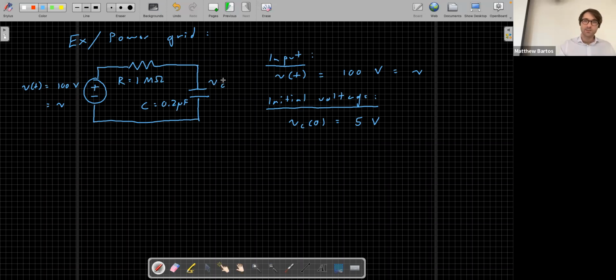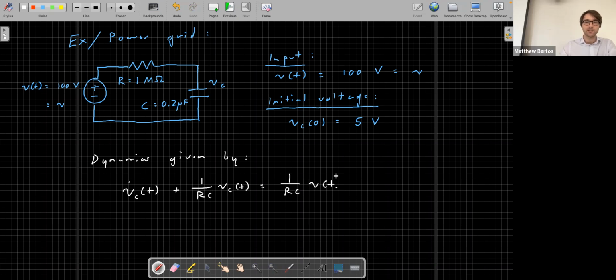When we're looking at the system like so, the dynamics of the system are described by the following ordinary differential equation. So the dynamics are given by Vc dot of t. If we rearrange it, we get Vc dot of t plus 1 over RC times Vc of t, the capacitor voltage, is equal to 1 over RC times V of t, our voltage input.